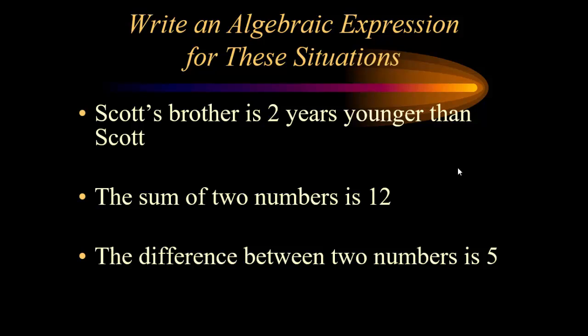So Scott's brother we can represent with any variable, and he's 2 years younger than Scott. So S minus 2, S for Scott. The sum of two numbers is 12: V plus C equals 12. The difference between two numbers is 5: M minus 9 is 5. You guys could have used any variable.